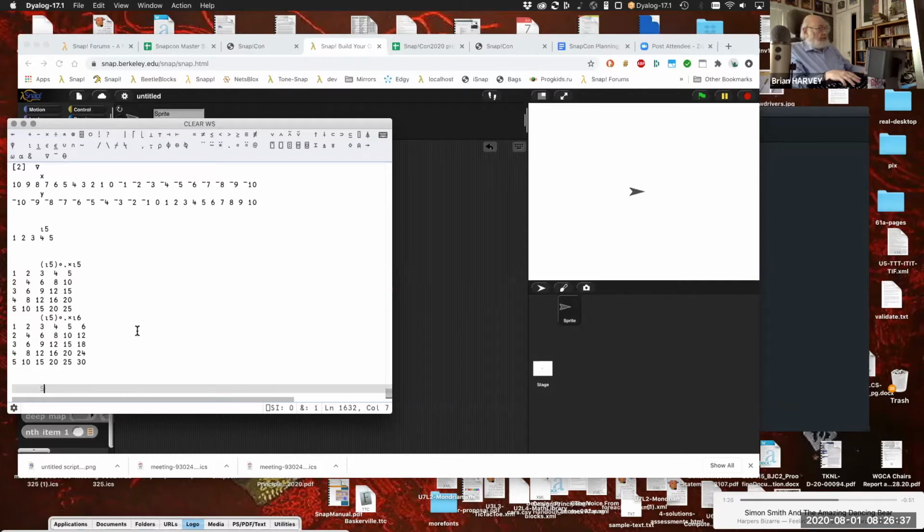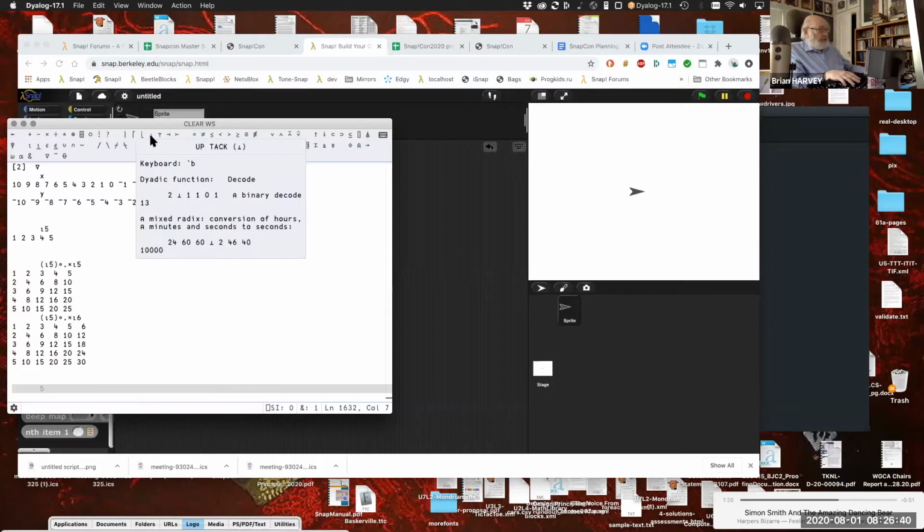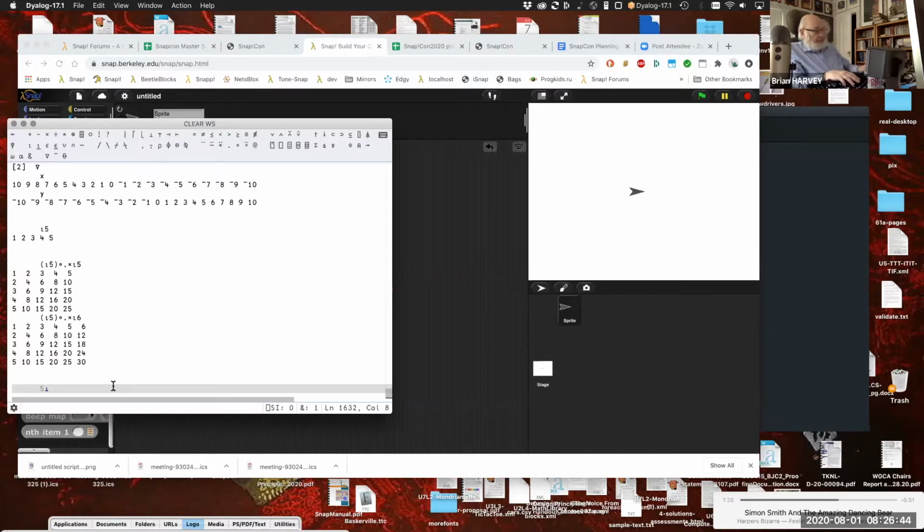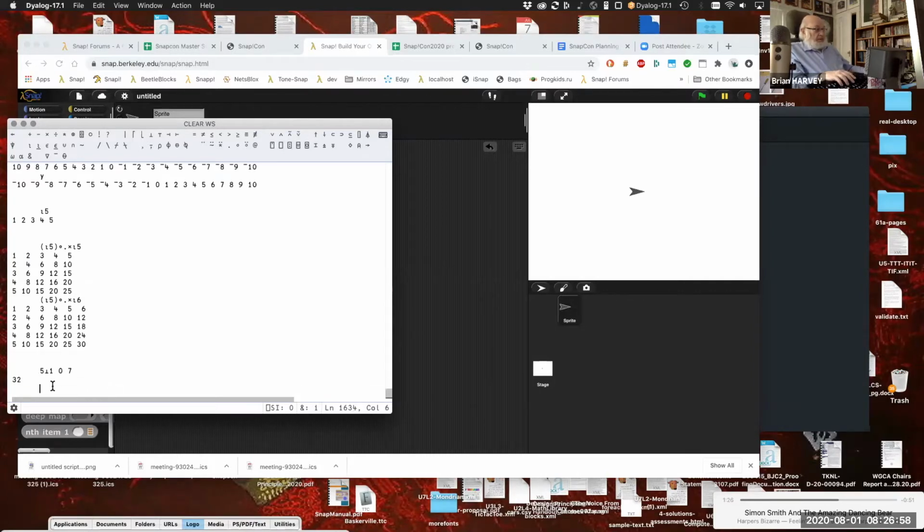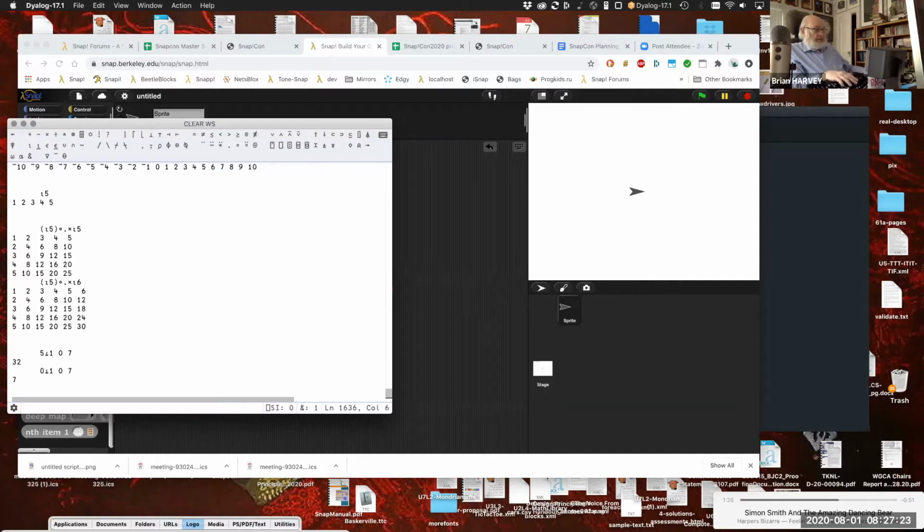5, there's no way I'm going to remember this. It's backquote B, of course. 1, 0, 7. The answer to that is 32, which is 7 times 1 plus 0 times 5 plus 1 times 5 squared. So 25 plus 7 is 32. If I do 0 times all that, I just get the constant term.